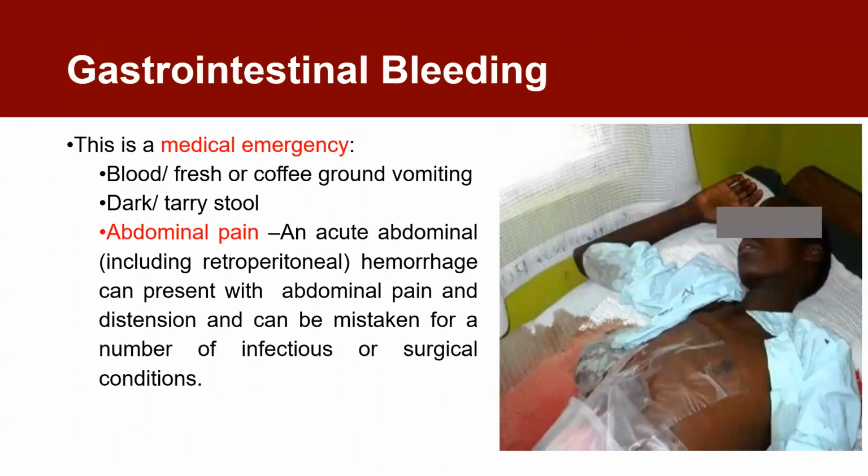The other major bleeding site is the GIT, the gastrointestinal system. This is also a medical emergency. The patient could present with fresh or coffee ground vomiting. They could also report that they have dark or tarry stools. They could be having acute abdominal pain, including the retroperitoneal area. The hemorrhage can present with abdominal pain and distension and can be mistaken for a number of infectious or surgical conditions.